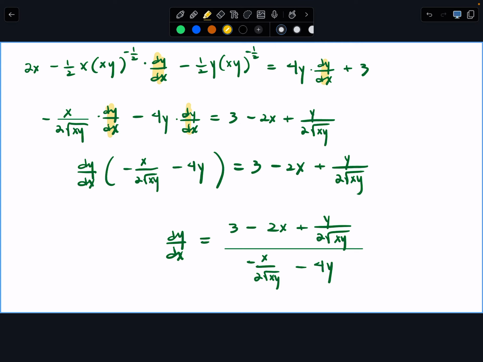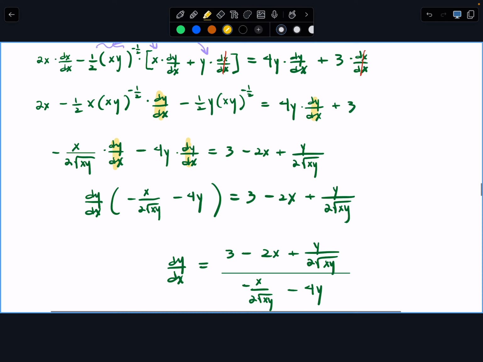How did the 2x minus half x times x over 5 become negative x over 2? Exponent properties. Move xy to the 1/2 to the denominator, which is the same as the square root of x times y.